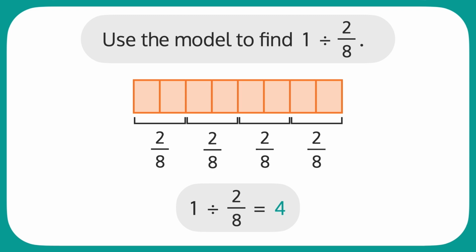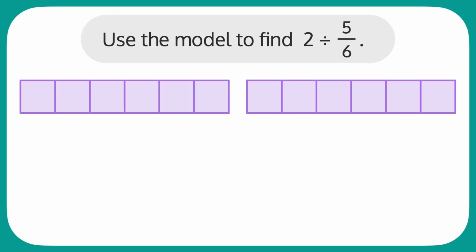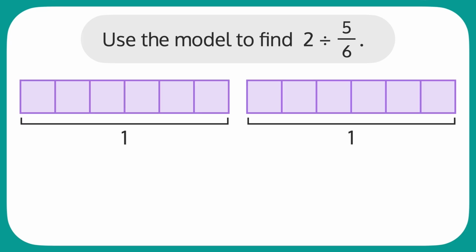Great! Let's try one more. Let's find 2 divided by 5/6 using the model. This one's a bit different. The model here shows 2 wholes that are completely shaded. So altogether, the model represents the whole number 2. But you'll notice that each whole is split into 6 parts. Counting up the parts, we can see that 2 wholes is the same as 12/6.